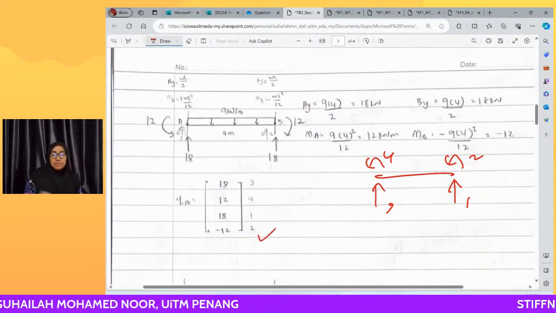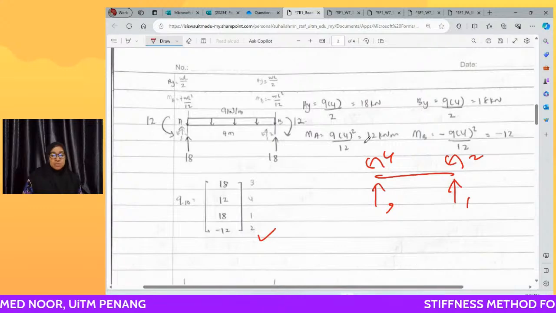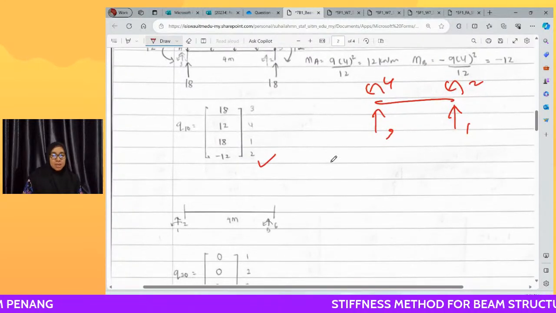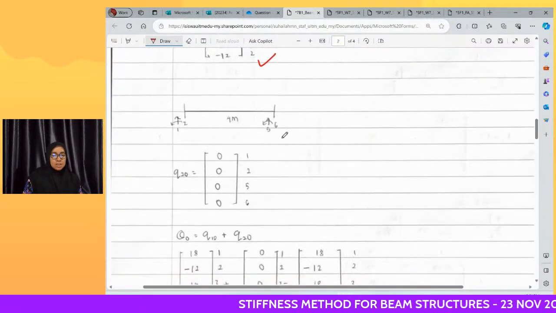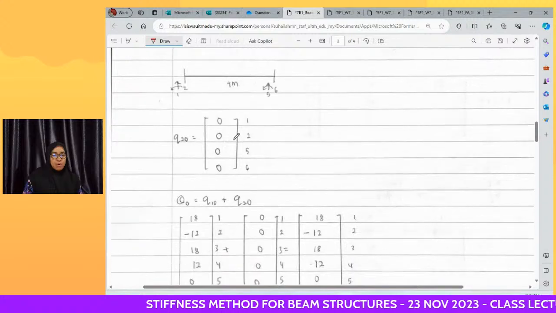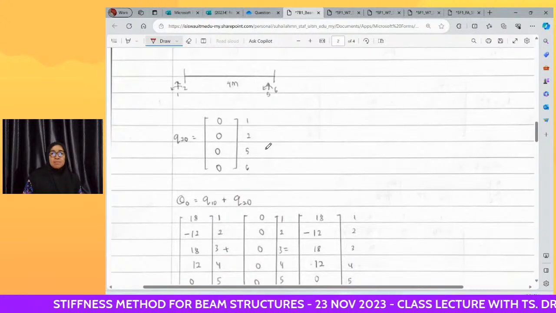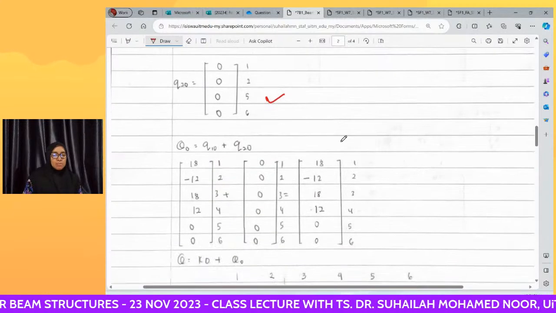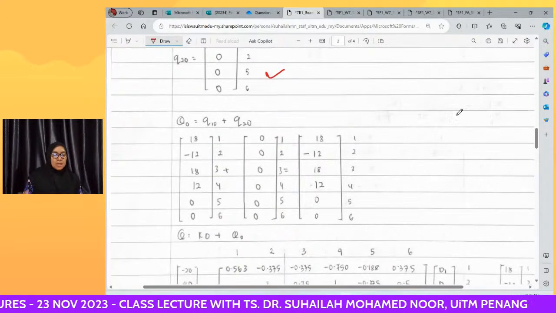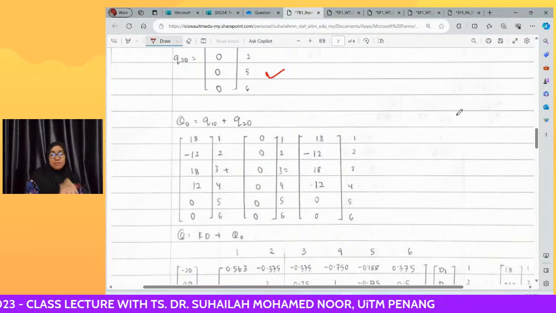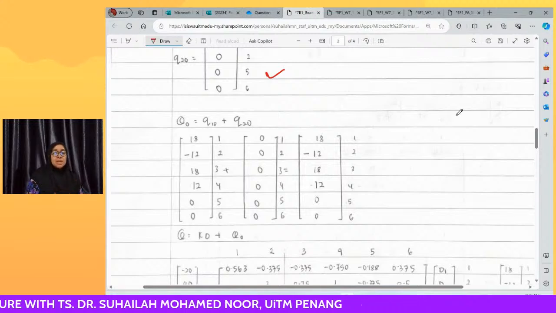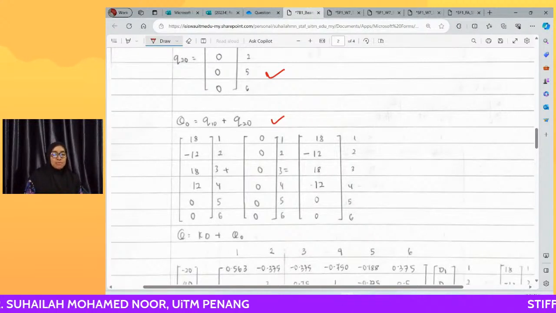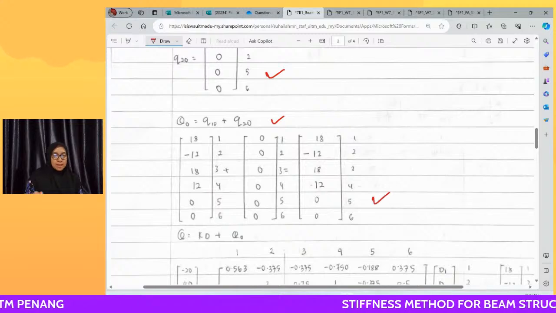So we get negative at position 2, which is correct. This is for element number 2, 1, 2, 5, 6. The label is correct, so we combine this. This is for the equivalent nodal forces. When we add these, we get this, which is correct.